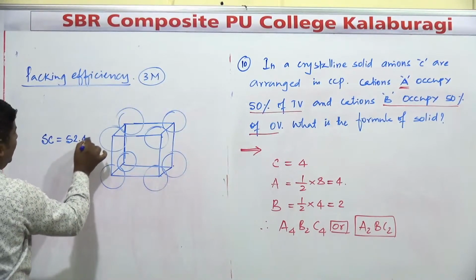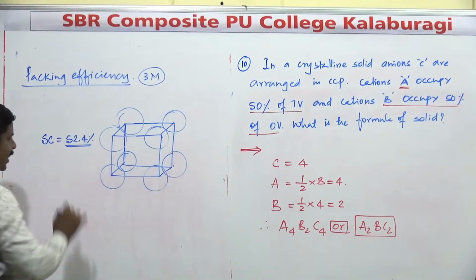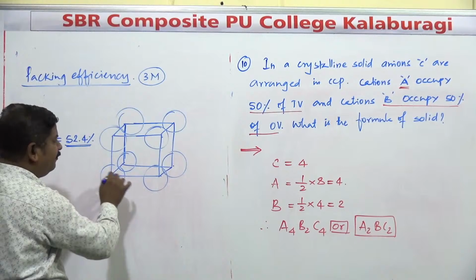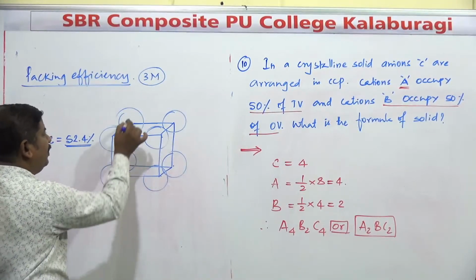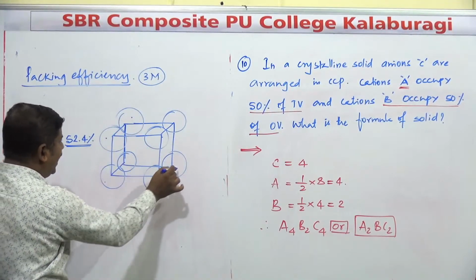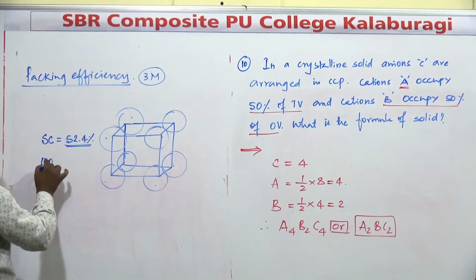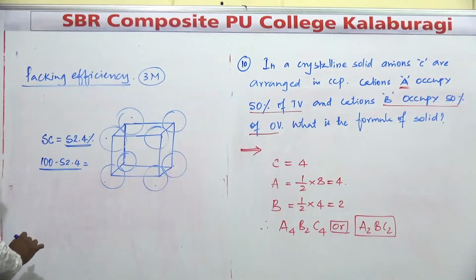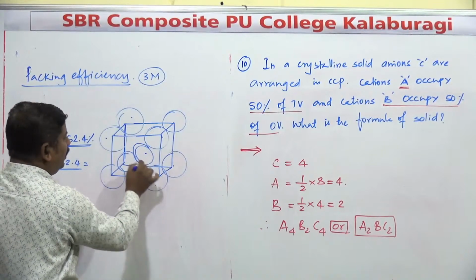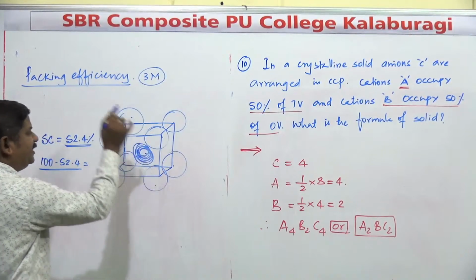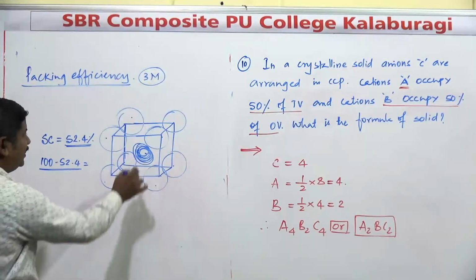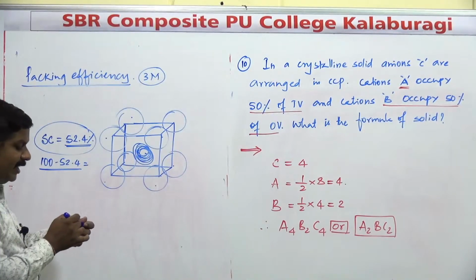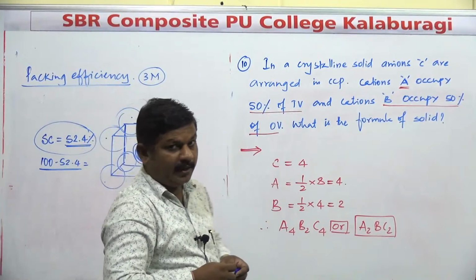In the case of a simple cubic unit cell, the value of packing efficiency is approximately 52.4%. It means that 52.4% of the total volume of the unit cell is occupied by the spheres, and the remaining percentage, 100 minus 52.4, is commonly known as the void or the empty space. So greater is the value of packing efficiency, greater is the stability of the solid.